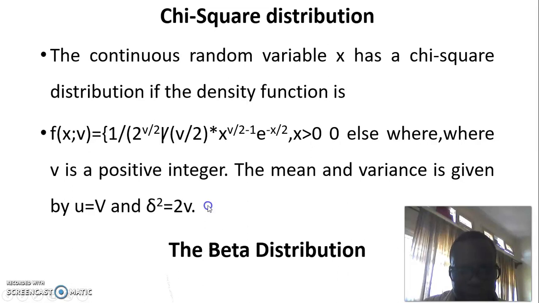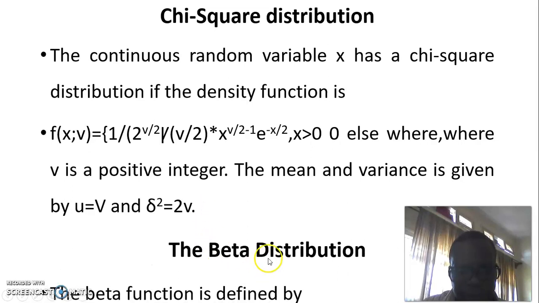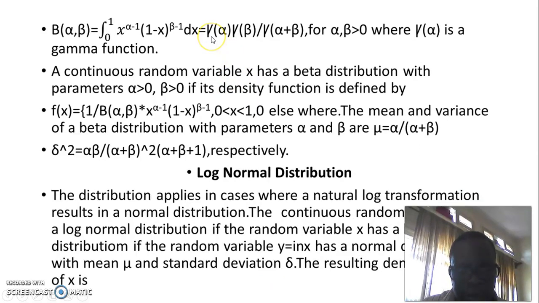The beta distribution. The beta distribution is defined using the gamma function of alpha, gamma of beta, over gamma of alpha plus beta, for alpha, beta greater than 0, where gamma is a gamma function. So this is the product of gamma alpha times gamma beta divided by gamma of alpha plus beta, where gamma alpha, gamma beta and gamma alpha plus beta are gamma functions.